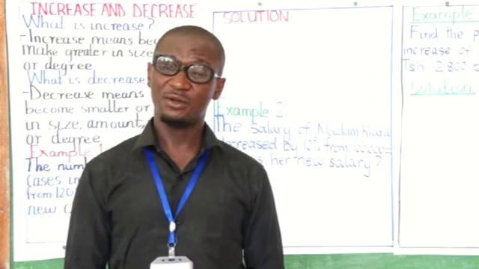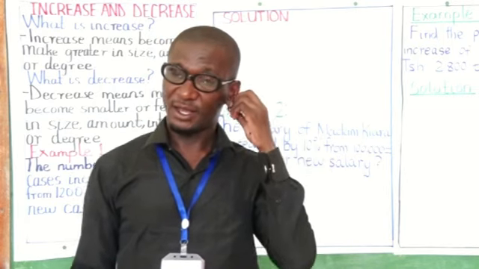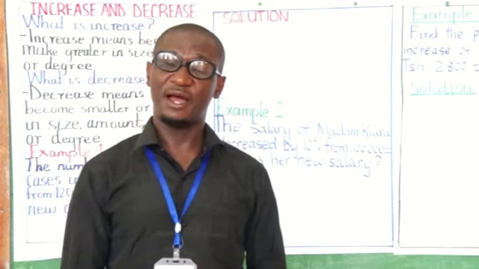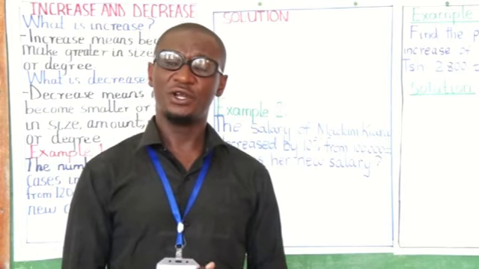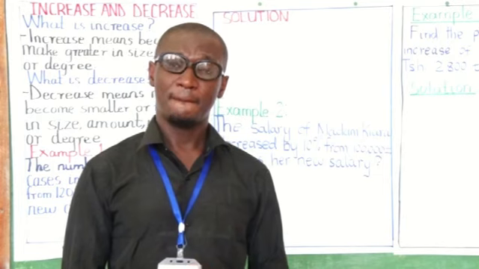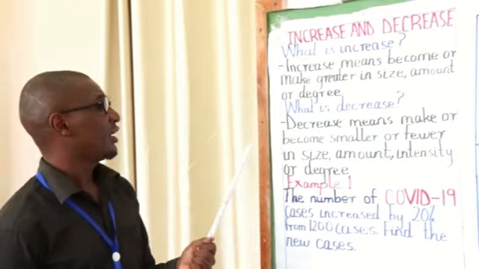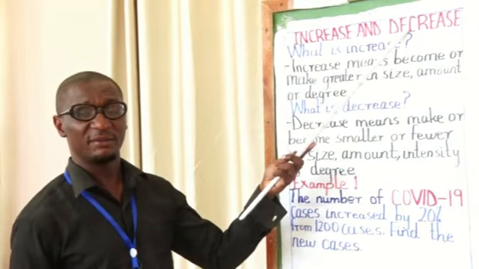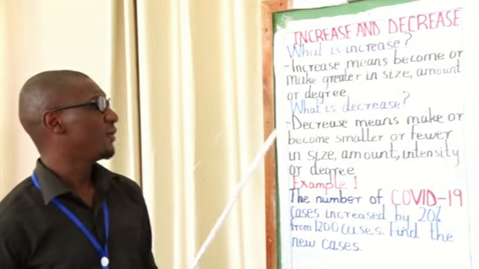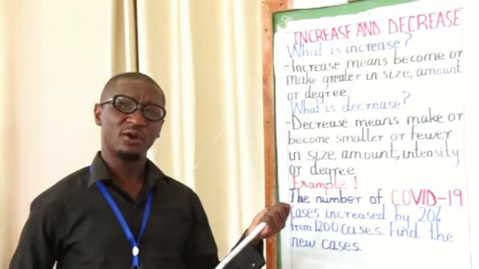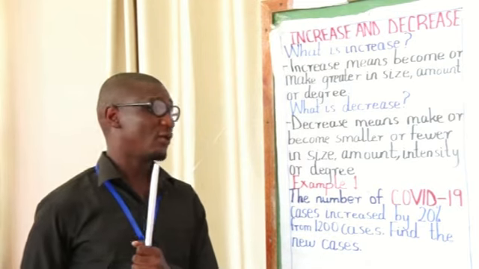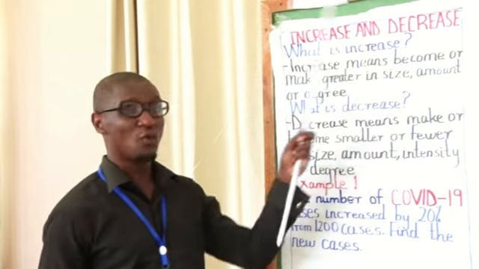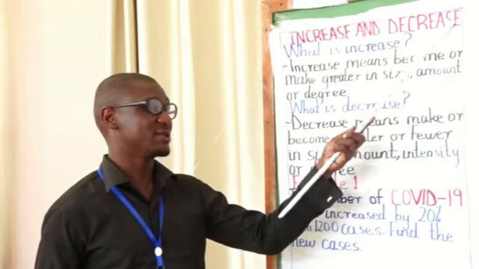I'm Mr. Kinabo, Mathematics Standard 7. Let's go together, step by step, and talk a little bit about decrease and increase. As you can see here, we have our concept, the way I've said before. I believe each and every Standard 7 student has an idea concerning these two words, increase and decrease.